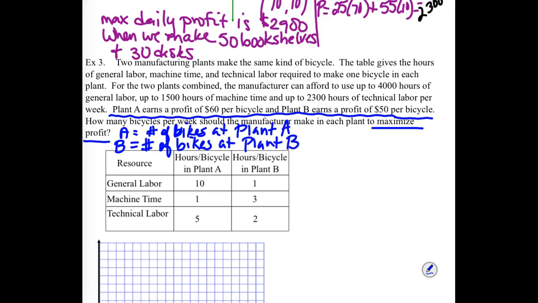Okay. So our objective function, P for profit equals 60A plus 50B.